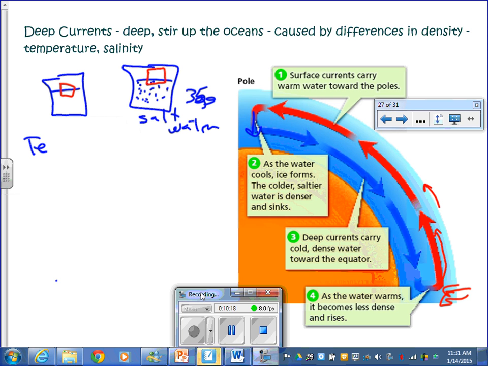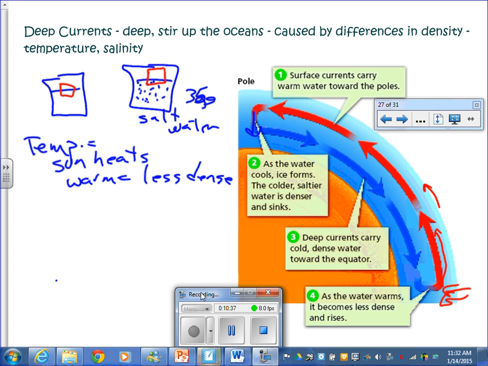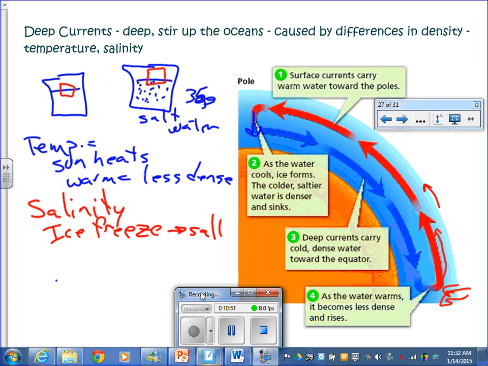So, let's go back a minute here. Temperature, that's easy. The sun heats it, particularly at the equator, and warmer equals less dense. But salinity: when ice freezes, it leaves the salt behind. So that's going to make it saltier. And when water evaporates, it's going to make the water saltier.